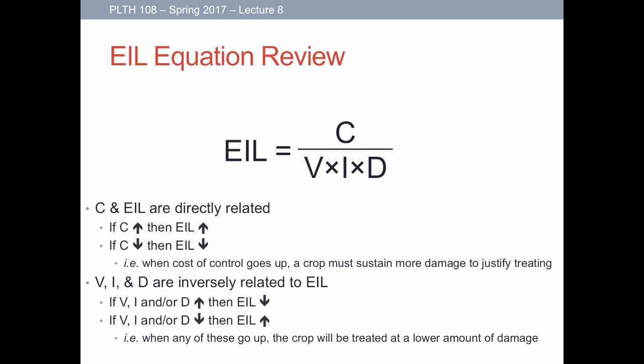Oftentimes, to find the economic injury level, you need a fairly rigorous economic study where someone will expose a crop to a variety of infestation levels. They'll count the amount of yield loss, and then they'll estimate the value of the crop and the value of control at that particular time. So oftentimes, as a PCA, you're going to have to kind of make it up a little bit. And that's going to depend partially on the grower you're working with. It's going to depend on where you think the market is going to go.